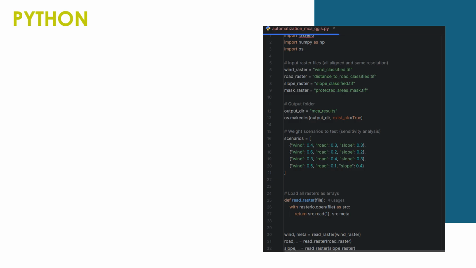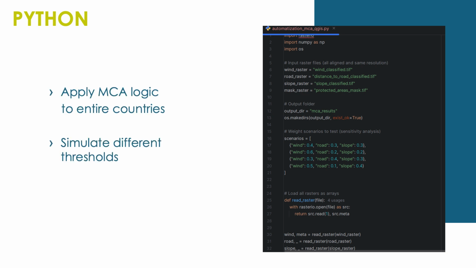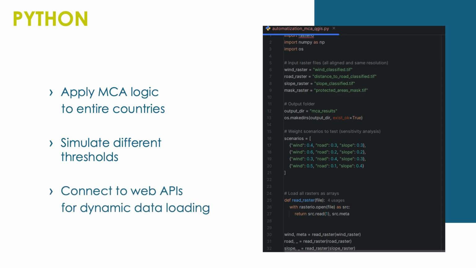There you can create a drag-and-drop workflow, load layers, reclassify, apply weights, and output the final raster all in one go. For more advanced automatization, Python lets you apply MCA logic to entire countries, simulate different thresholds, or even connect to web APIs like PVGIS or ERA5 for dynamic data loading. All this is most useful when you have to do several simulations and repeat the analysis multiple times.